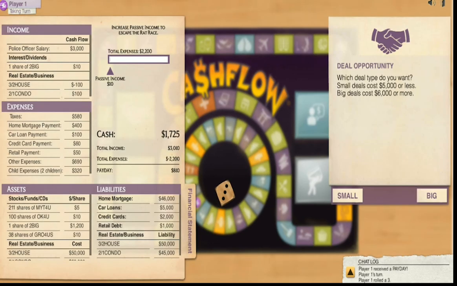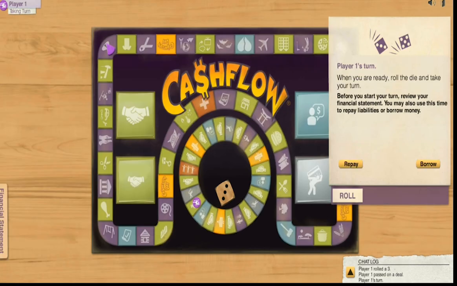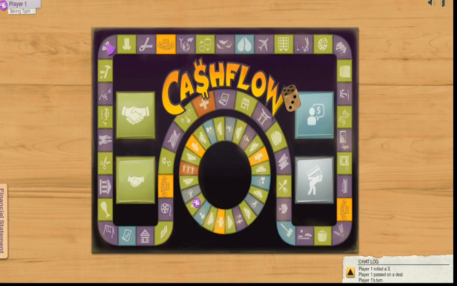Deal again, small. I bought it before. Okay, I can sell or pass or buy. Here it's now just 5, like what I bought it for. So I don't think it's a good idea if I sell now. I pass. Maybe I can buy, but it's okay, I have enough.